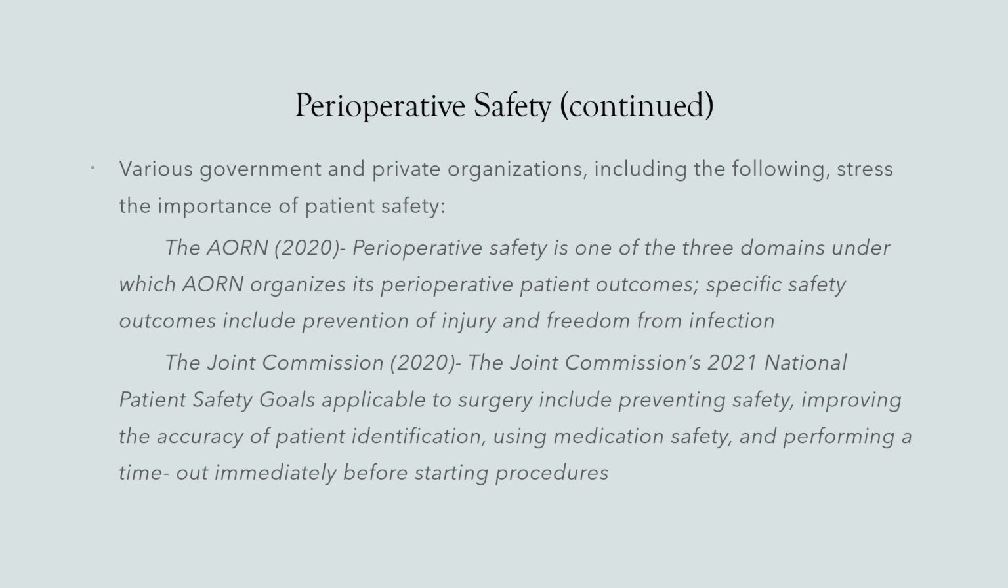So, various government and private organizations, including the following, stress the importance of patient safety. Perioperative safety is one of the three domains under which the AORN organizes its perioperative patient outcomes. Specific safety outcomes include prevention of injury and freedom from infection. The Joint Commission back in 2020 developed patient safety goals applicable to surgery, including preventing infection, improving the accuracy of patient identification, using medication safety, and performing a timeout immediately before starting procedures.